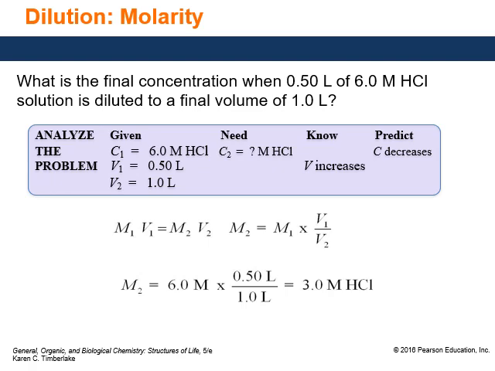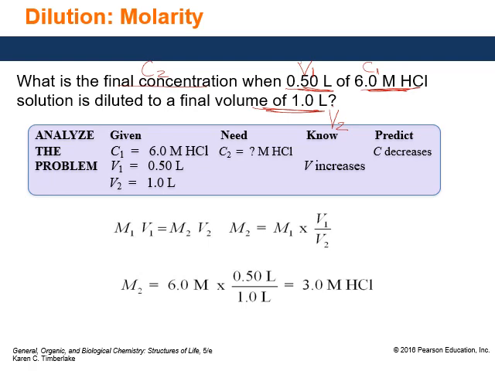The question is, what is the final concentration when 0.5 liters of 6 molar HCl solution is diluted to a final volume of 1 liter? So the question is asking what is the final concentration. Final is C2. When 0.5 liters of 6 molar HCl solution is diluted to a final volume of 1 liter, this volume is the final volume, which is V2. And these are our initial conditions, where 0.5 liter is the initial volume V1. And this is 6 molar. Molar means concentration, so this is C1.